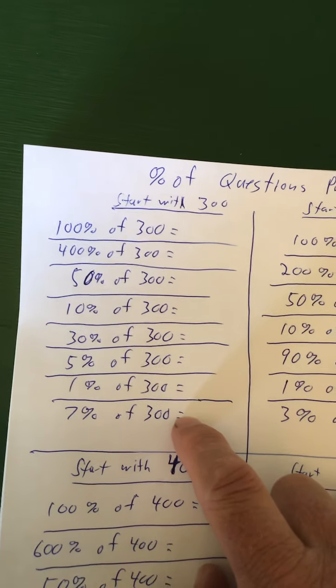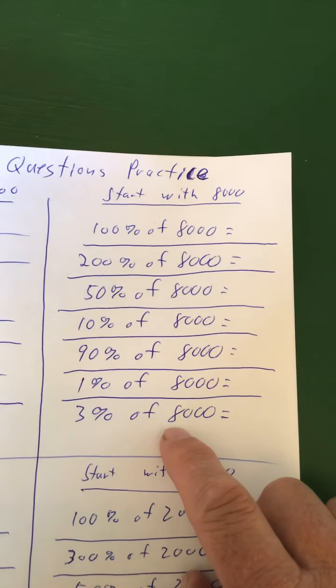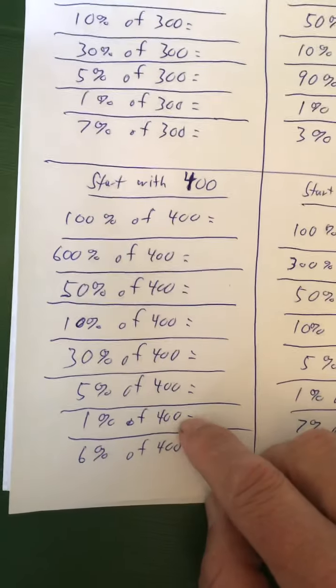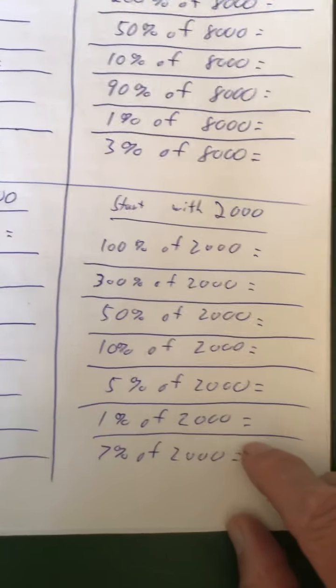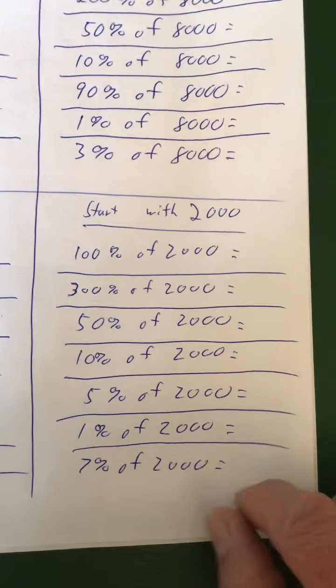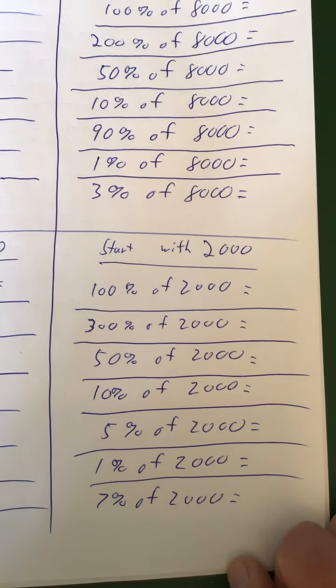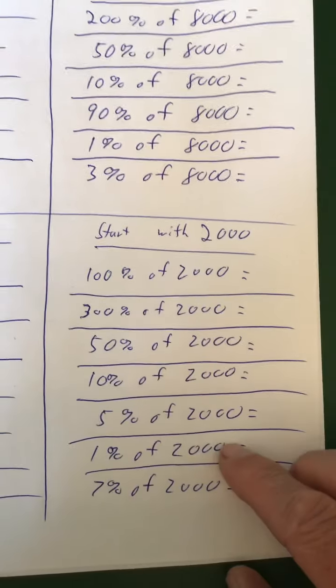I'm going to move it here. Next one, hit pause and copy this down. The third one, hit pause and copy this down. And then the fourth one, hit pause and copy this down. I'd like you to do all these problems. I'm going to do them, so when you're done, go ahead and hit pause.